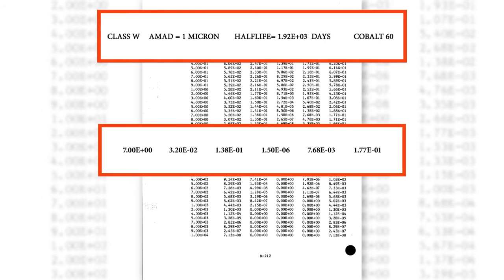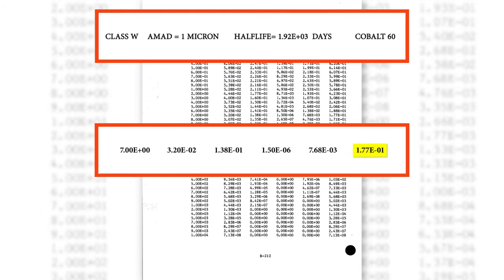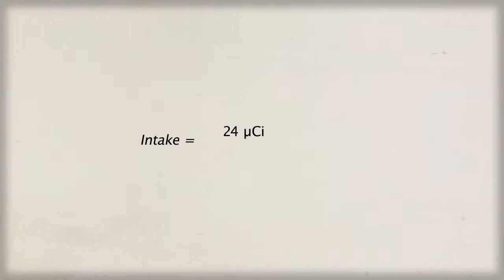The intake retention fraction from a whole body count performed 7 days after a cobalt-60 intake is 1.77 times 10 to the negative 1, or simply 0.177. The worker's intake is estimated by dividing the 24 microcurie bioassay result by the 0.177 intake retention fraction. The intake 7 days earlier was about 135.6 microcuries.